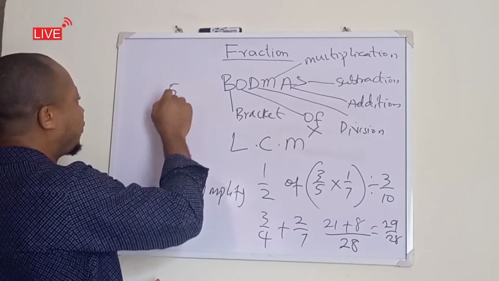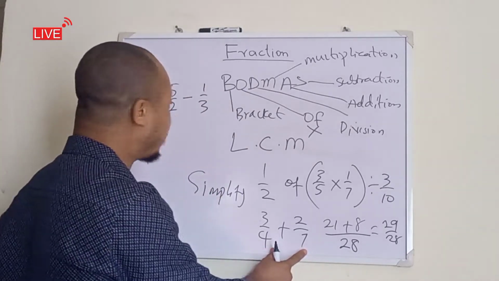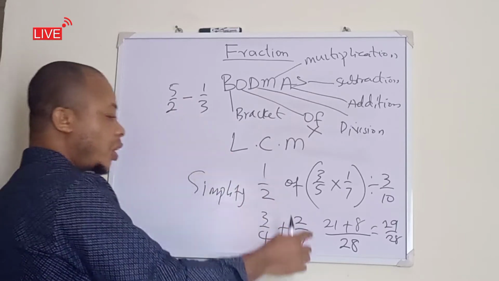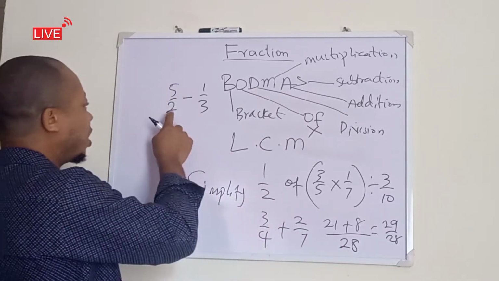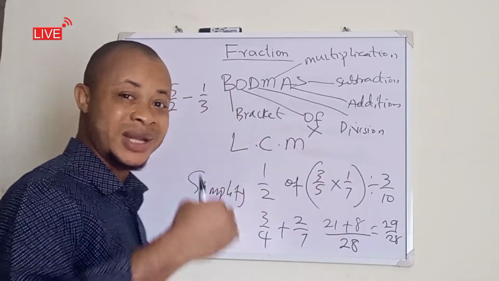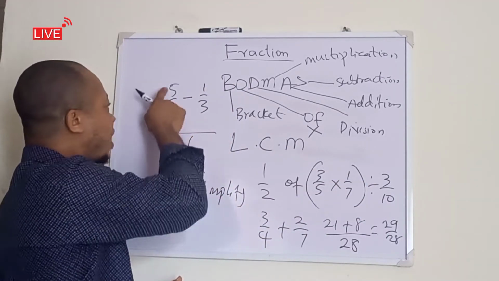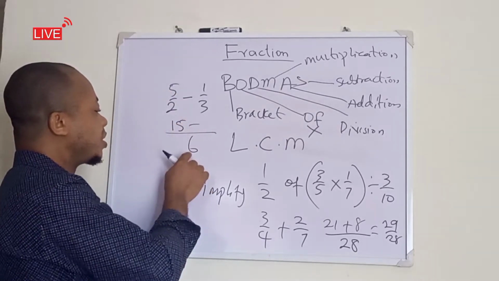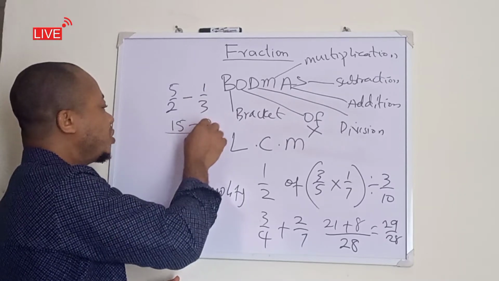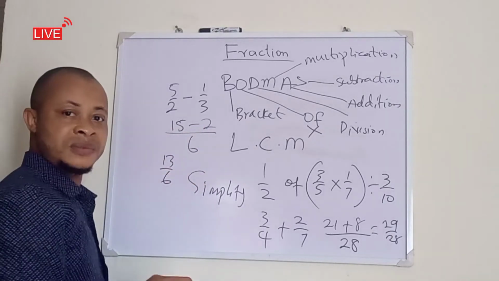If we have 5 over 2 minus 1 over 3, just similar to this one, the same way, because we have a subtraction sign here, we also use the LCM method. LCM of 2 and 3 is 6, because 2 multiplied by 3 will give you 6. That's the nearest multiple. So you have your 6 here. 6 divided by 2 is 3. 3 times 5 is 15, minus 6 divided by 3 will give you 2. Okay, 2 times 1 will give you 2. So we have 15 minus 2, which is 13 over 6.